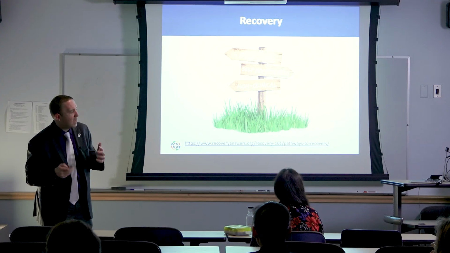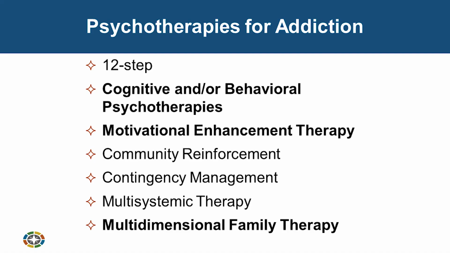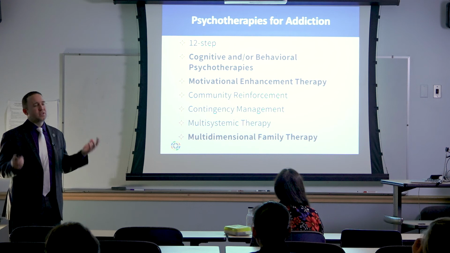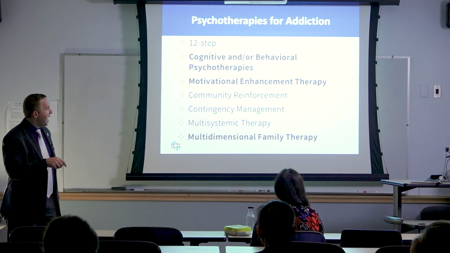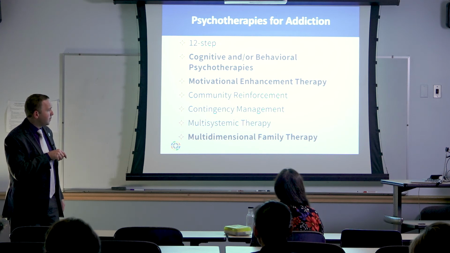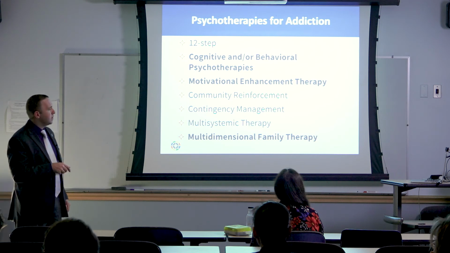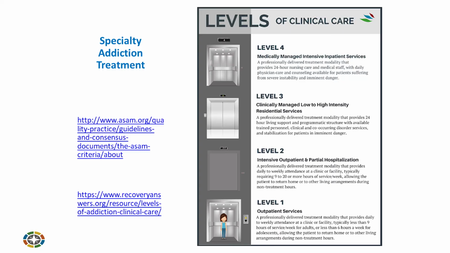evidence-based psychosocial treatments. CBT, motivational enhancement therapy, multidimensional family therapy. These are thought to be really helpful in adolescence, right? Families, CBT, and motivational enhancement. A lot of kids don't like to go to 12-step meetings. There are youth 12-step meetings, but they're not as robust or ubiquitous as the adult ones. And community reinforcement, disease management, and multi-systemic therapy tend to be less available to adolescents. So I think of these three as the main ones that are relevant for adolescents and children.